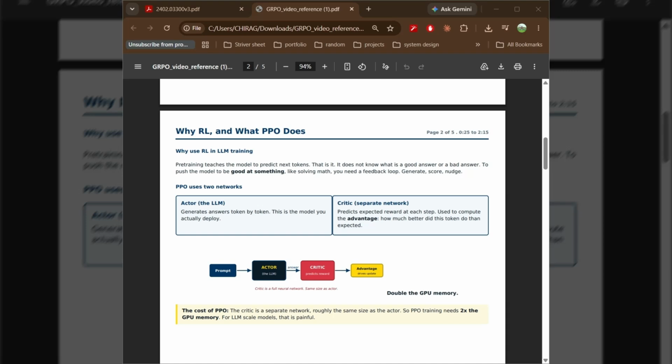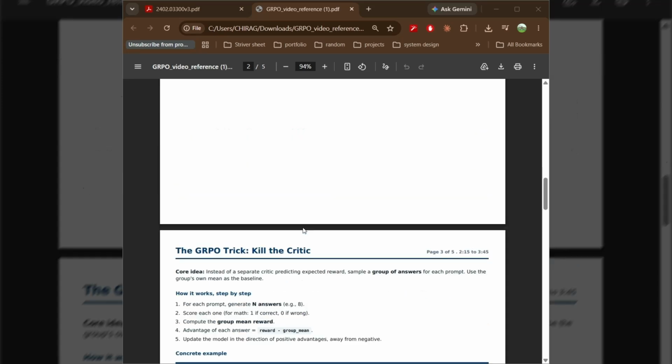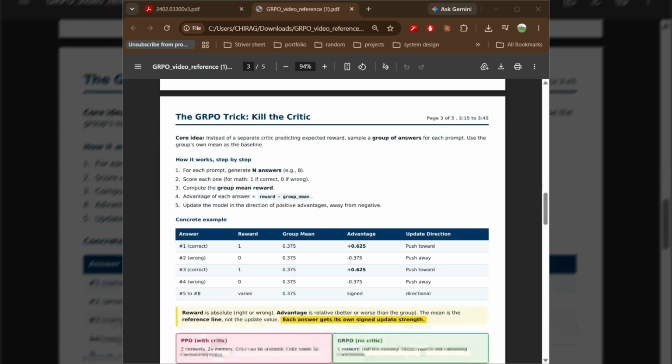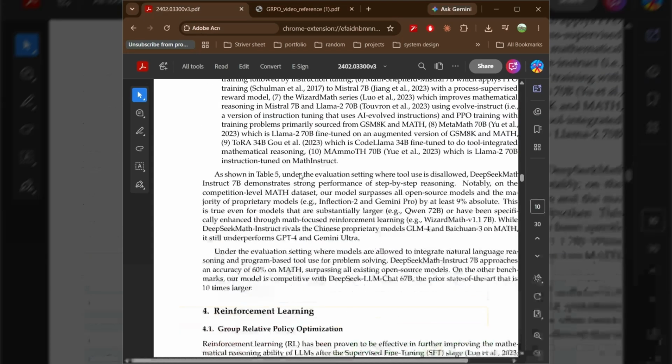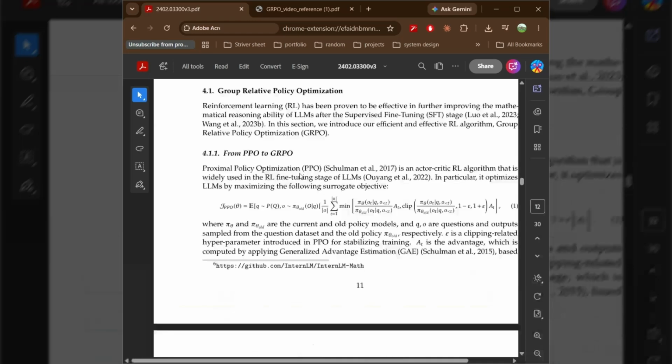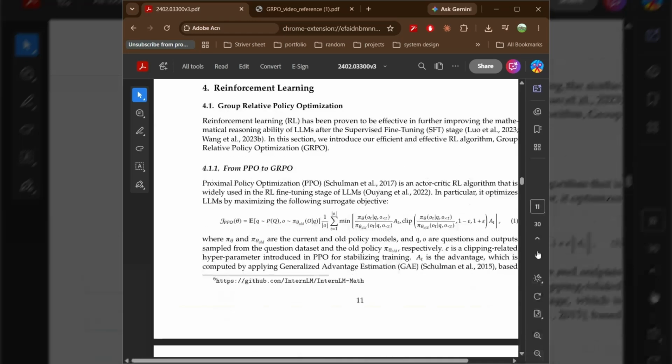So what does GRPO remove? Its job is to kill the critic. There's no separate value model, no loss, gradient, optimizer, or backpropagation for it. The model still has the policy loss, the probability ratio, the clipping and the KL penalty. These are all the terms you can find in the paper. Here's the equation.